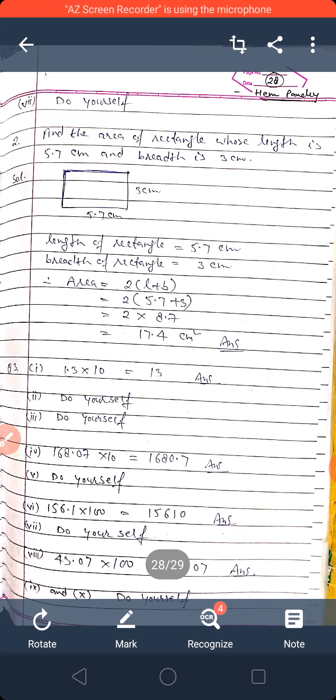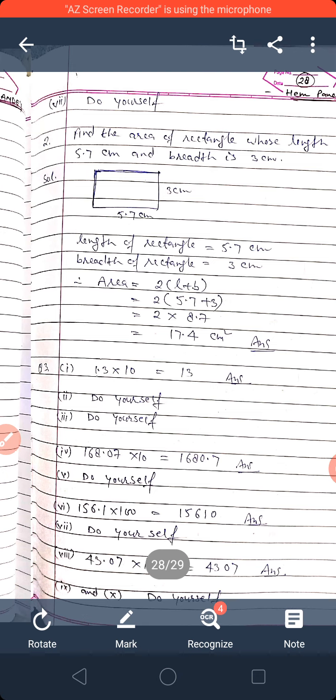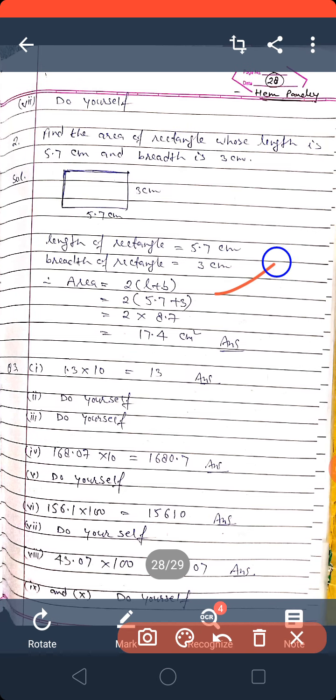Now let me take question number 2 of exercise 2.6. Find the area of a rectangle whose length is 5.7 centimeter and breadth is 3 centimeter. So firstly we draw a rectangle whose length is 5.7 centimeter and breadth is 3 centimeter. We know in class 6, area of rectangle equals twice L plus B. So twice the value of L, 5.7, and the value of width, 3.